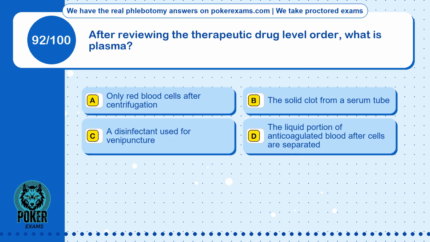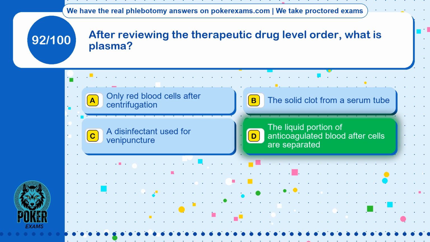Question 92. After reviewing the therapeutic drug level order, what is plasma? Option A. Only red blood cells after centrifugation. Option B. The solid clot from a serum tube. Option C. A disinfectant used for venipuncture. Option D. The liquid portion of anticoagulated blood after cells are separated.